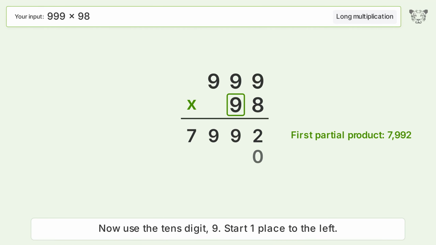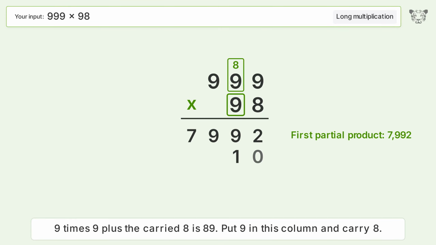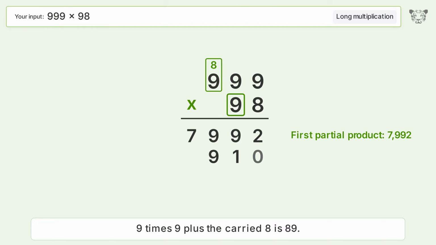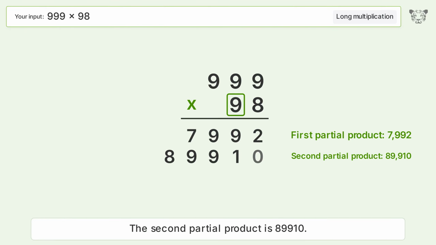Now use the tens digit, 9. Start one place to the left. 9 times 9 is 81. Put 1 in this column and carry 8. 9 times 9 plus the carried 8 is 89. Put 9 in this column and carry 8. 9 times 9 plus the carried 8 is 89. The second partial product is 89,910.